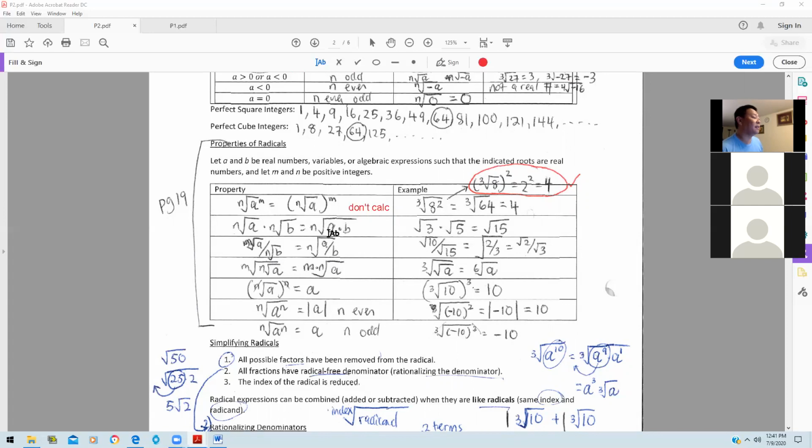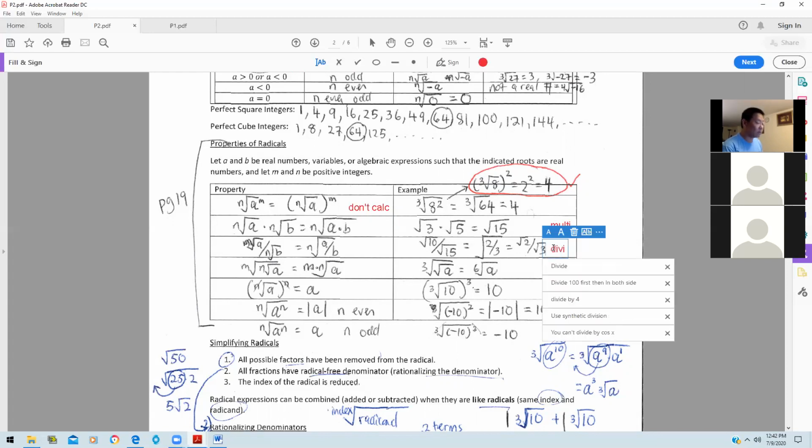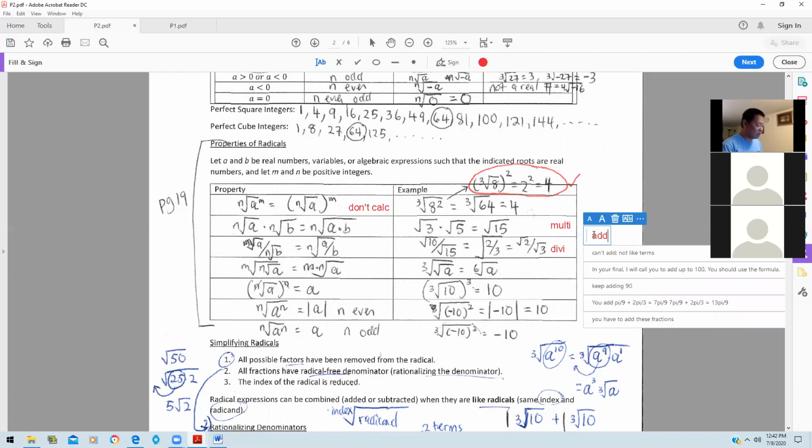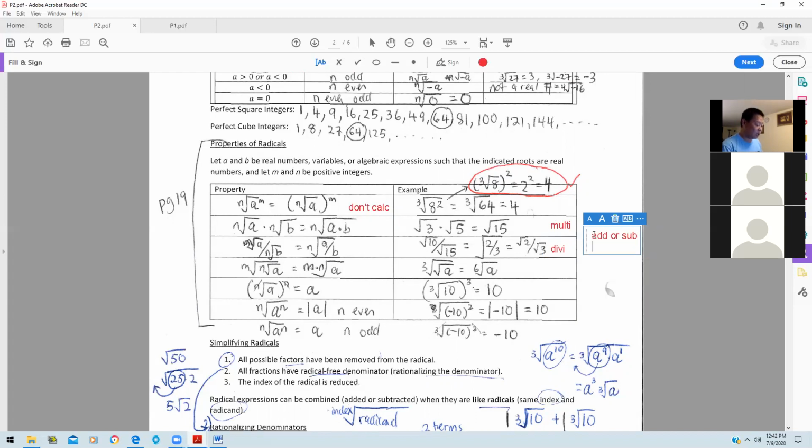I just want to point out that these two properties can only be used for multiplication and also division. It will not work for addition or subtraction. You cannot use it. So you cannot say that root 3 plus root 5 is root 8. If I change it to positive, a lot of students will do what? Oh, 3 plus 5, 8, right? So this is square root of 8. No, you cannot do that.